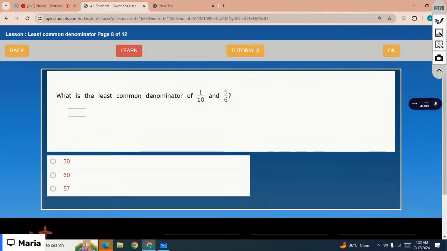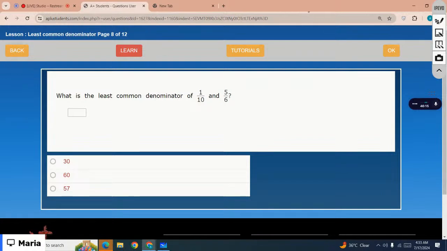Okay, what is the least common denominator of 1 by 10 and 5 by 6, which is the correct option? The correct option is 30.